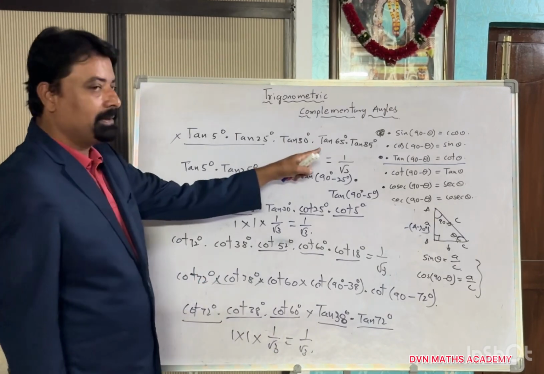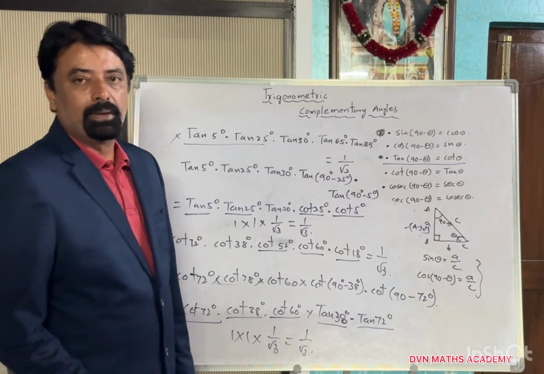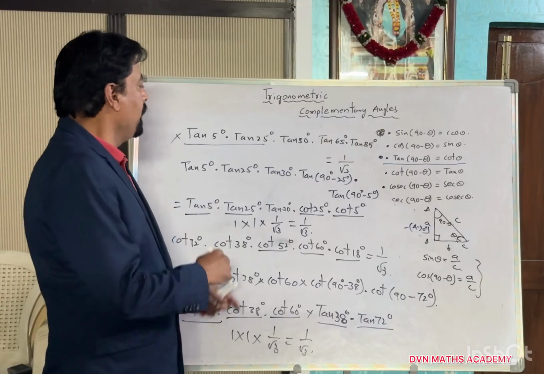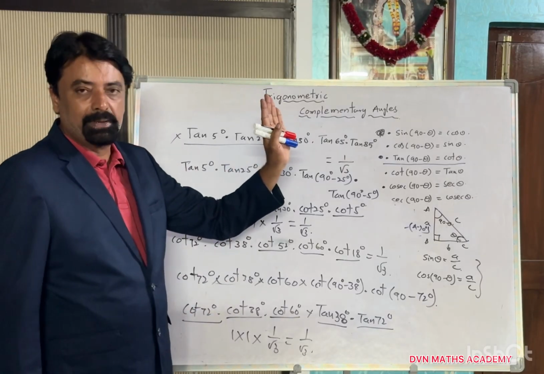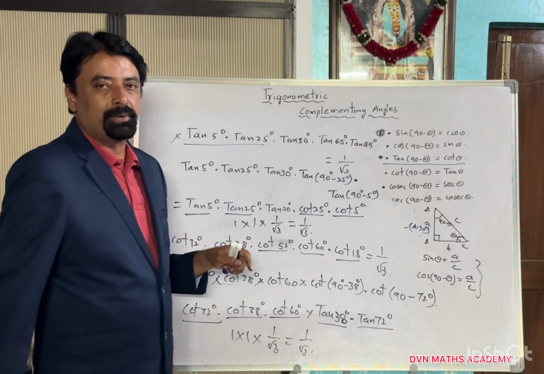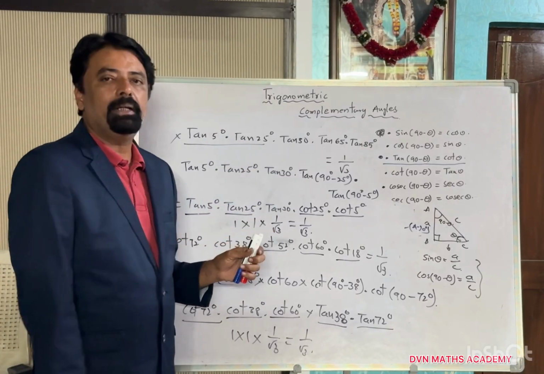So the first question's value is 1 by root 3 and the second question's value is also 1 by root 3. Like this we can solve these types of questions. These questions all depend on complementary angles only. You are required to practice more questions of this pattern, and you will get more of them in your exams. Thank you.